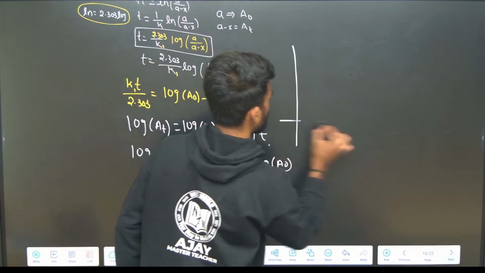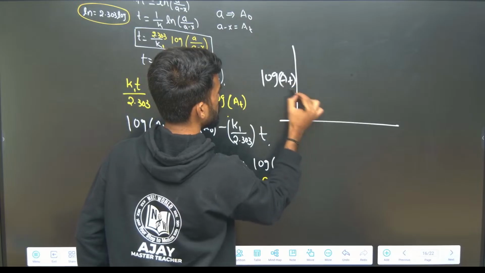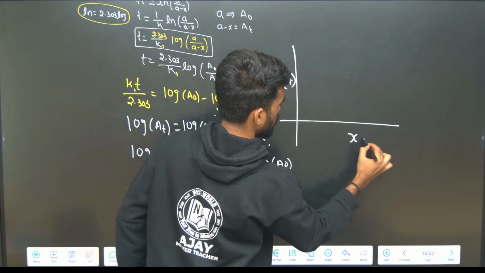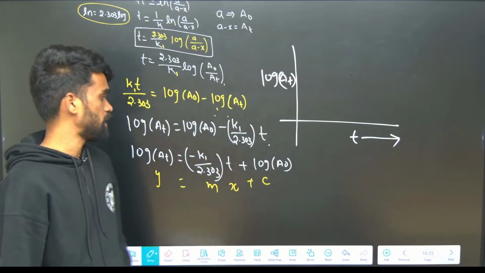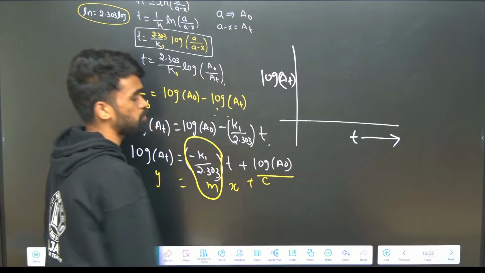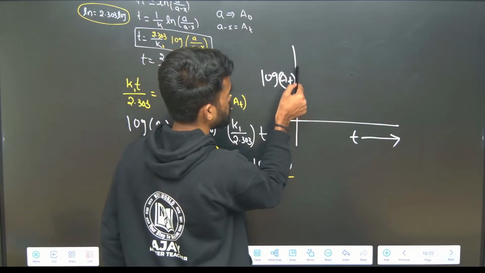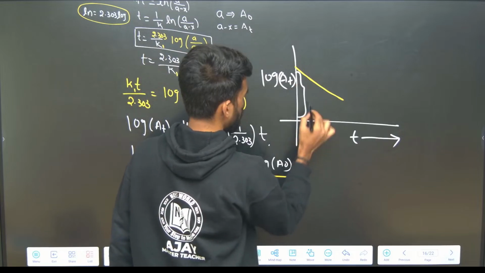So how can you represent this? Log at on the y axis, and what is x now? Time. So time on the x axis. Like this you can take. So what about our slope? It is negative and the intercept is positive. So positive intercept, negative slope, like this. Okay, so this is the intercept, log a naught.